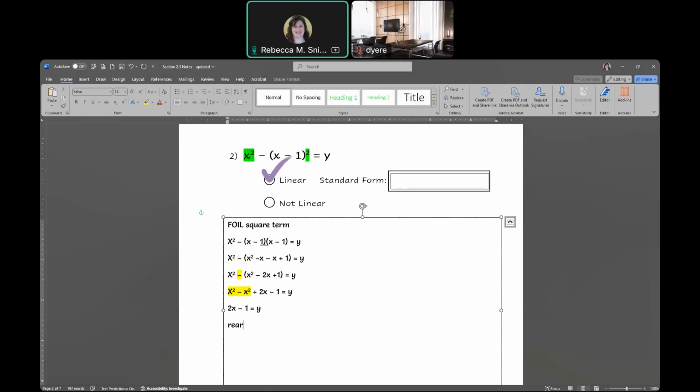So here we have to rearrange into your proper form, ax plus by equals c. To do that, I have to take my y and move it over onto my x side, and I have to take my 1 and move it to the other side, giving me a standard form of 2x minus y is equal to 1.